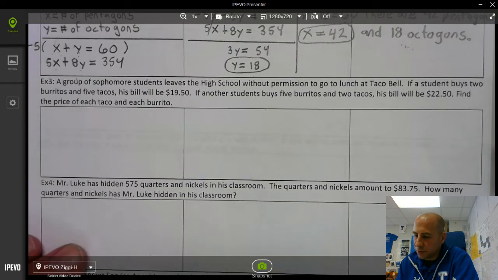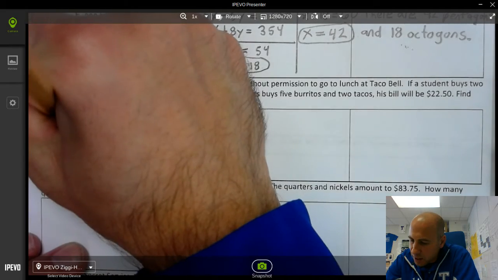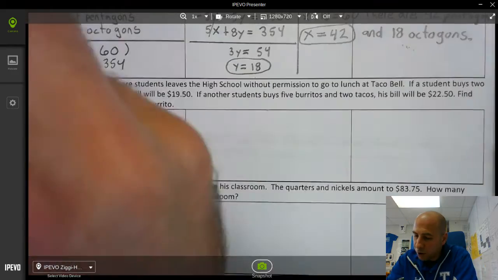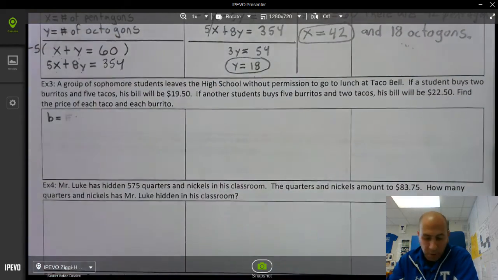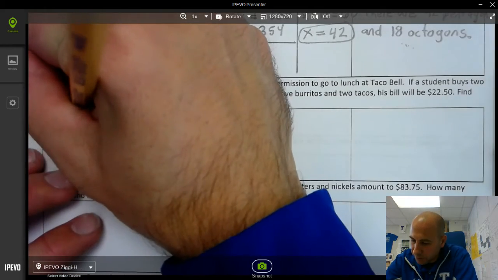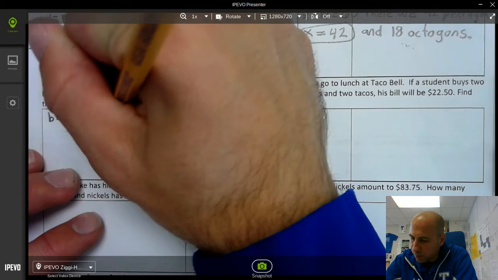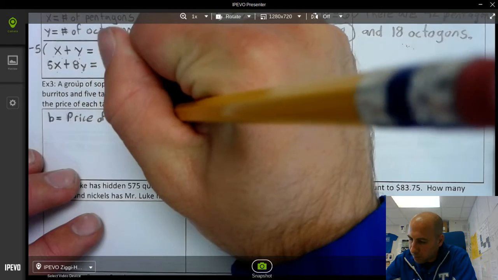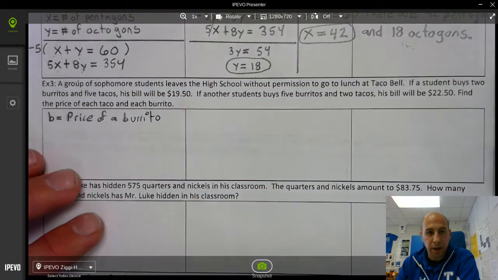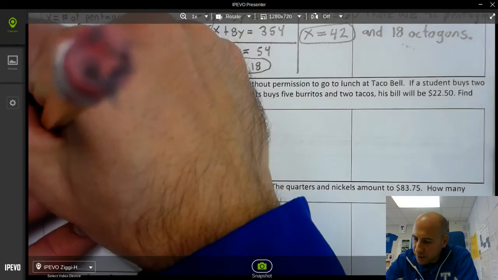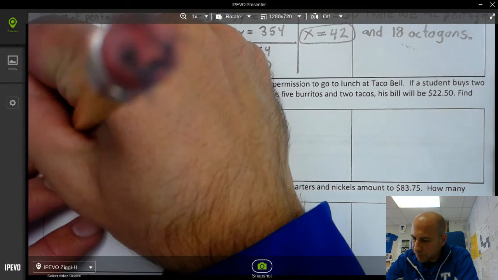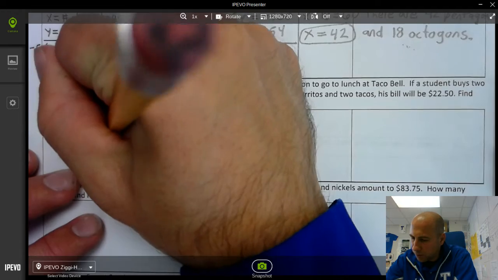All right, so define the variables. So let's let B equal the cost, the price of a burrito. And let's let T equal the price of a taco.